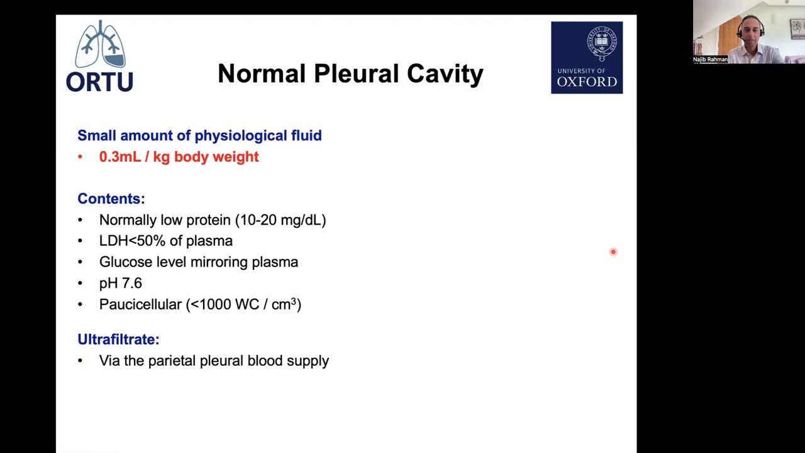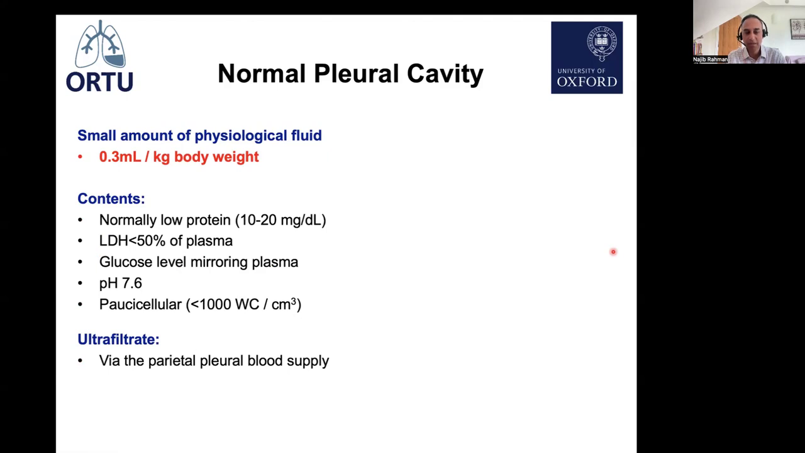And pleural fluid in the normal state, in this small amount, is an extremely boring fluid. So it's low protein, it's an ultrafiltrate. It has an LDH that's less than 50% of plasma. The glucose should exactly mirror that seen in the plasma because it's a filtrate, with a pH that's pretty unexciting. And it has some cells in it, but less than 1,000 white cells per centimeter cubed.